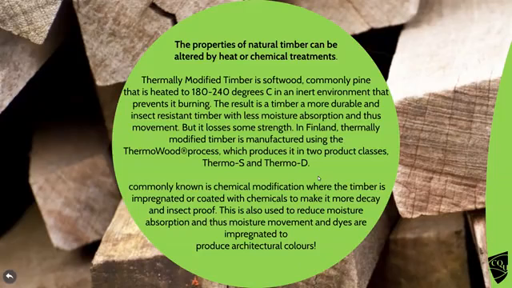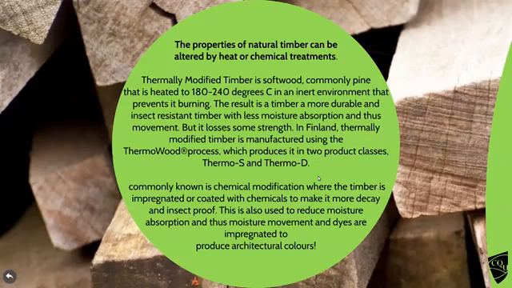Natural timber, you can actually alter its properties if you heat it up. So thermally modified timber, we tend to only do this with softwood, normally pine, which is one of the most common timbers we use. You heat it up to about 240 degrees centigrade. You have to do it in an enclosed, inert environment. You can't just do it in ordinary atmosphere, because if you heat the wood to that temperature, it will burst into flames. And we don't really want to make charcoal.